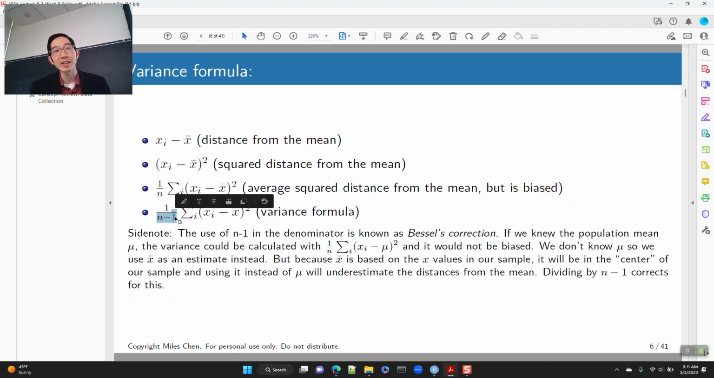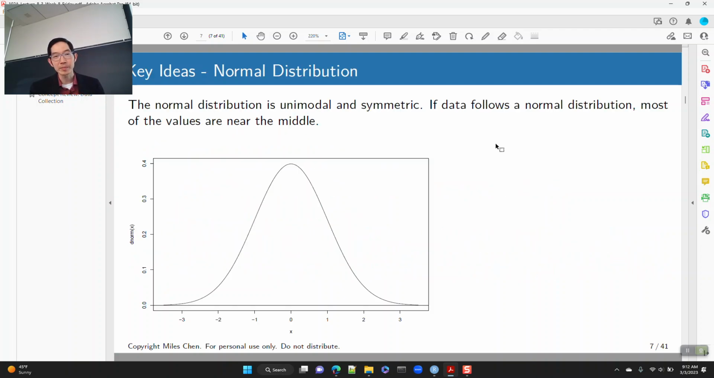And then I think in 100B you've proved this somewhere along the way, maybe not. But anyway, that's known as Bessel's correction. That corrects for underestimating the quantity there. So you covered that, and then in Stats 10 you move right along.